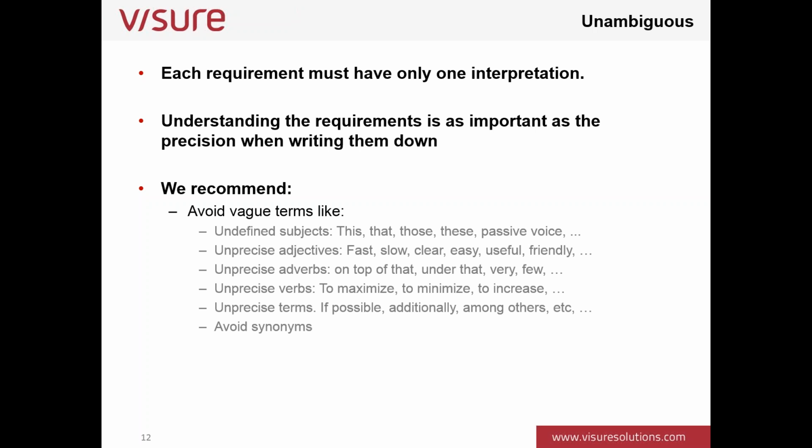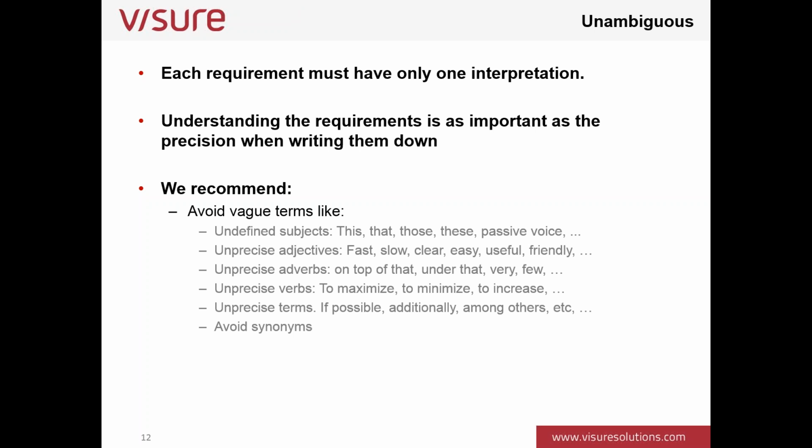Imprecise adjectives like fast, slow, clear, easy, useful, friendly. How fast? Slow? What is slow for you? What is slow for me? Maybe it's not the same. So let's try to put them down in numbers. Imprecise adverbs: on top of that, under that, very, few. Same things, like the performance of the system is going to be very fast. That's great. It's not just fast, it's very fast. Perfect. But what's the meaning of fast and what's the meaning of very fast?